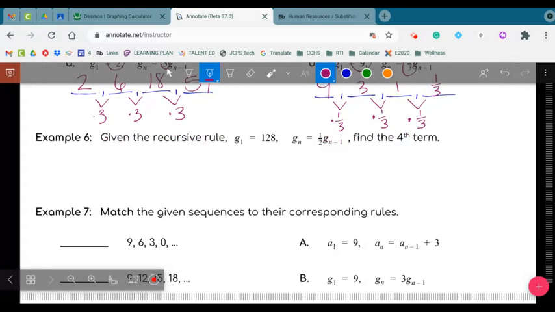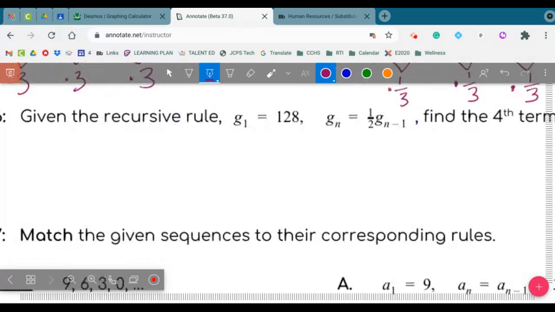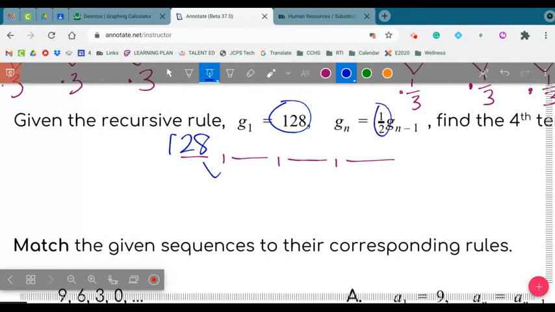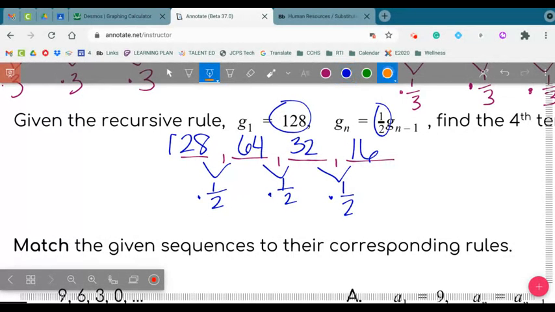Example 6, it says, given the recursive rule, find the 4th term. So we again just have to do our lines. We're starting with 128, and we are multiplying by 1/2. So half of 128 is 64. Half of 64 is 32. And half of 32 is 16. So our fourth term is 16.